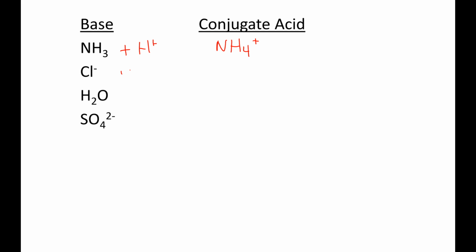Cl minus, since it's already a minus, think of that as a minus 1. We're going to add an H plus, which means we go to the right one. So minus 1 plus 1 is 0, and you're going to have HCl. So every time you add an H, you're going to the right one space. H2O starts out at 0. Add our H in there, but then we have to add our plus sign. SO4 2 minus, we're going to add our H, so it's going to be HSO4. Now we're at negative 2, and we go to the right one, which is negative 1.